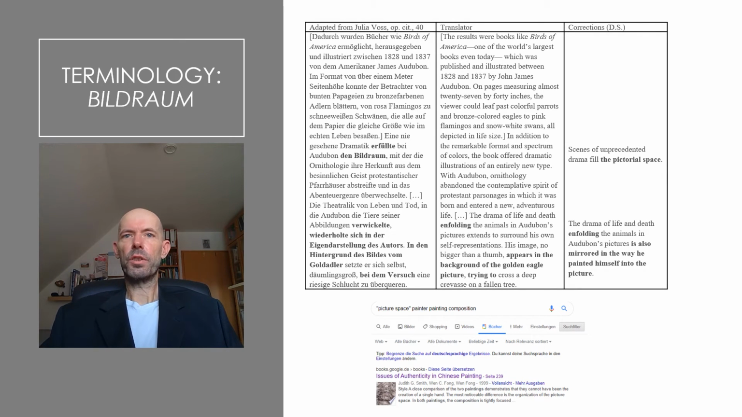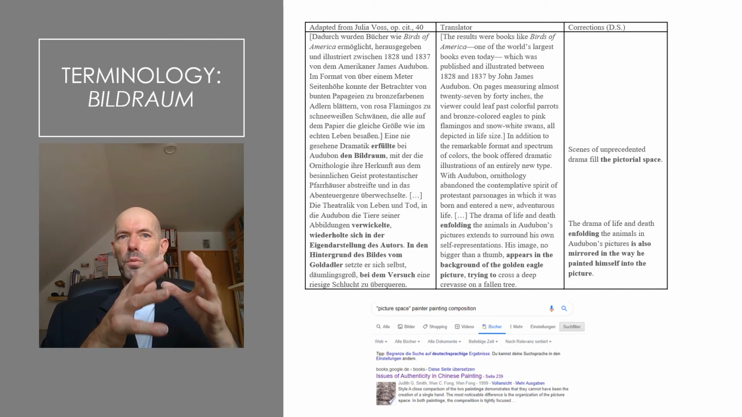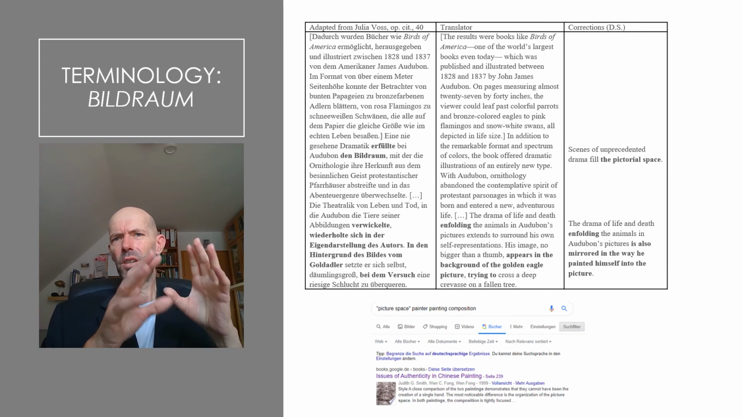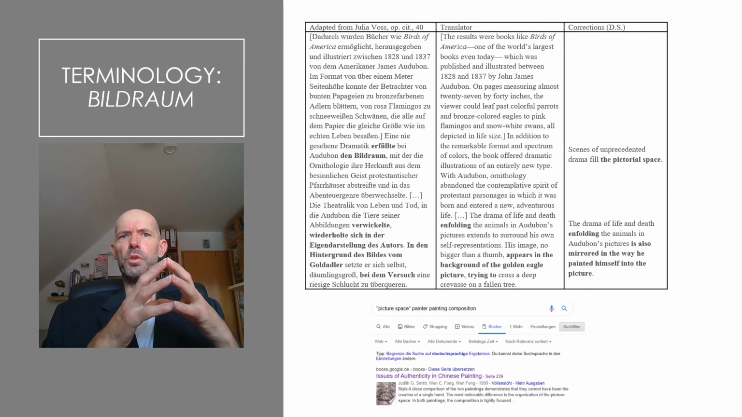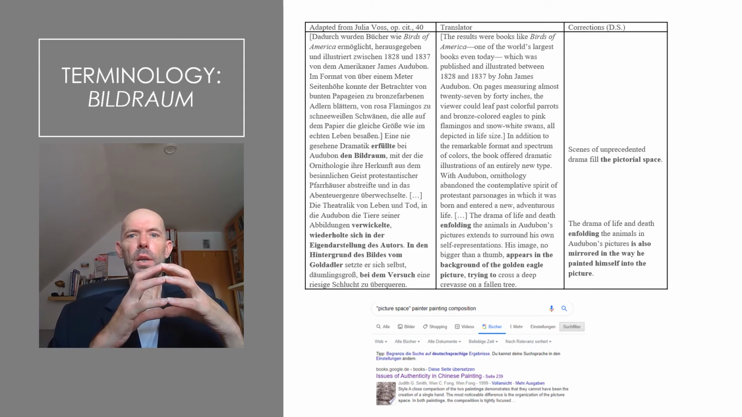Finally, the subject-noun phrase eine nie gesehene Dramatik needs to be transposed in such a way as to accord with the choice of collocation. Drama itself is too abstract to serve as subject, but scenes of something abstract can fill both pictures and pages. So my suggestion would be: scenes of unprecedented drama fill the pictorial space.